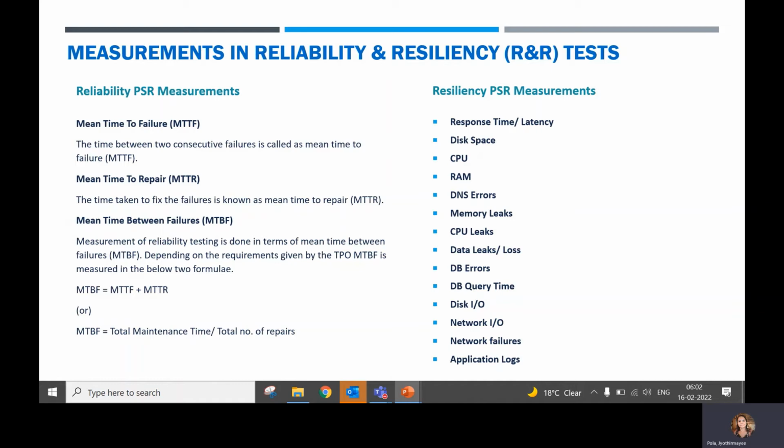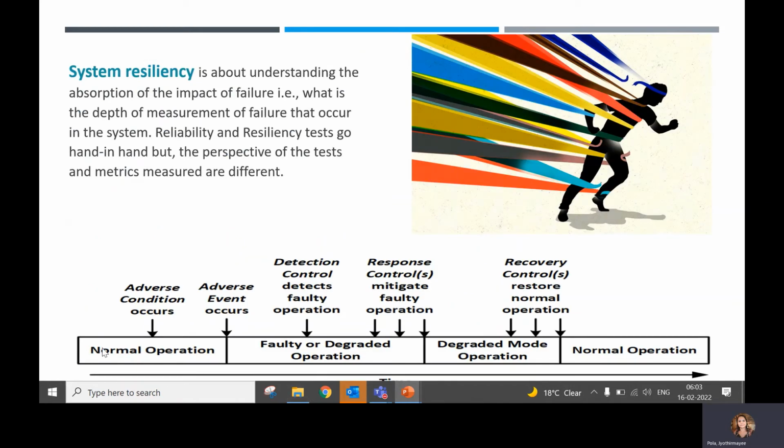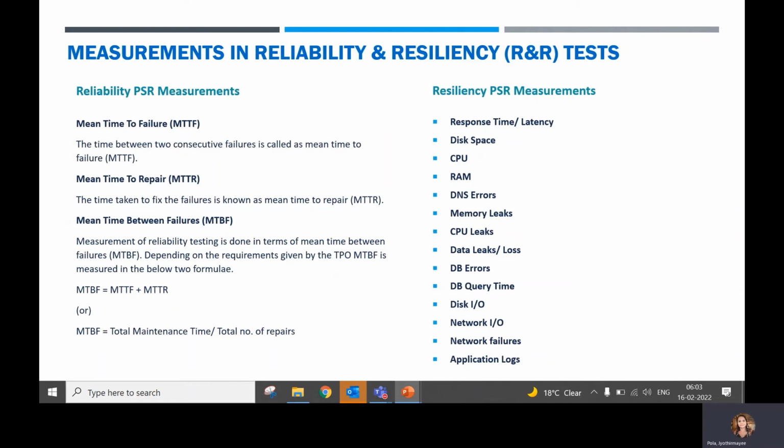The mean time to repair is basically from a normal operation, there is a failure that occurs and it comes back to normal operation. So mean time to repair is between normal operation and normal operation. When the adverse condition occurs or the failure occurs, till the time you have controlled it or handled it and the system comes back to normalcy, that is mean time to repair.